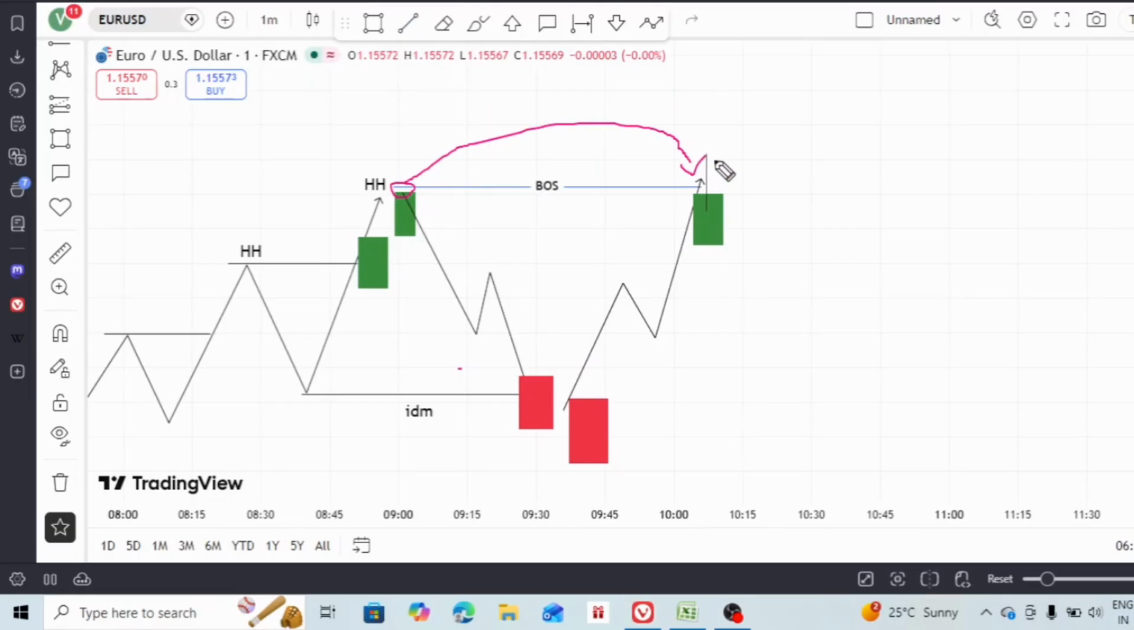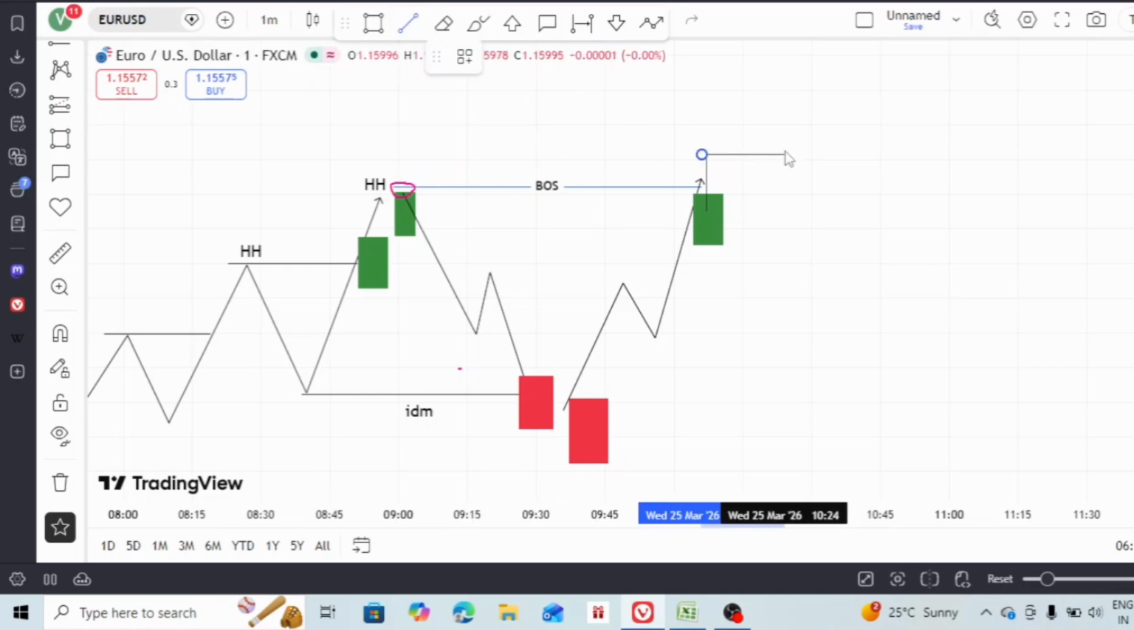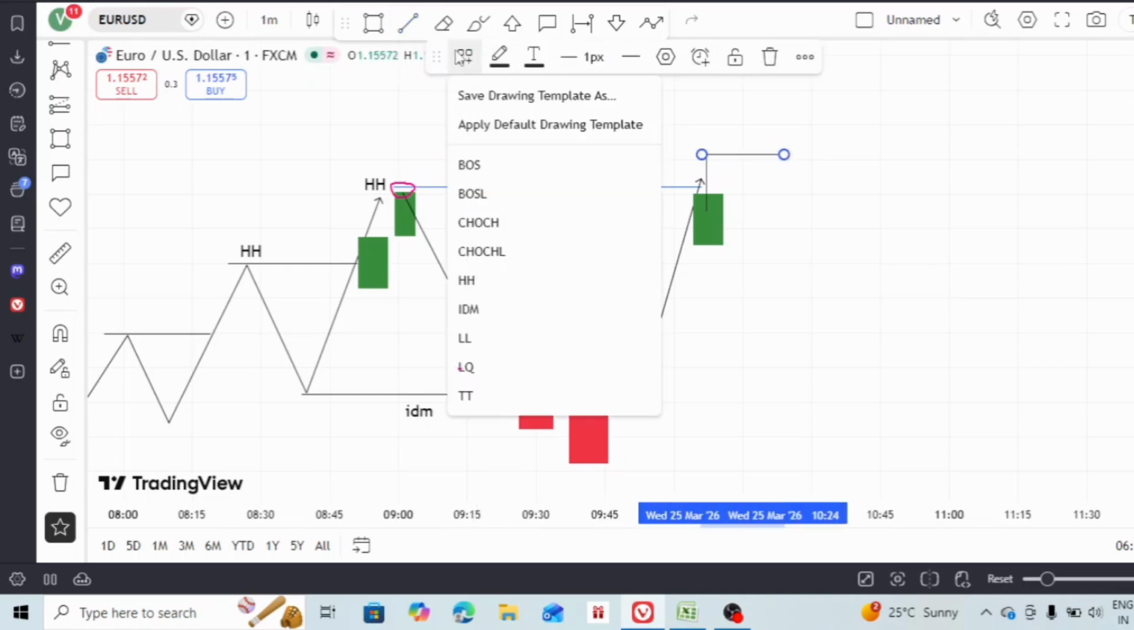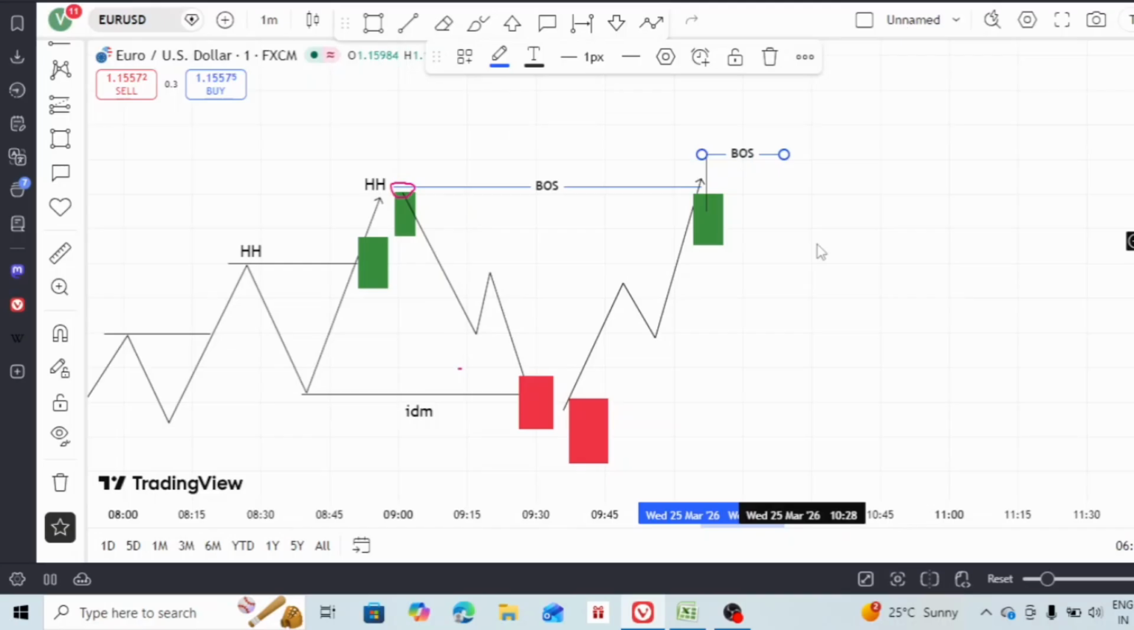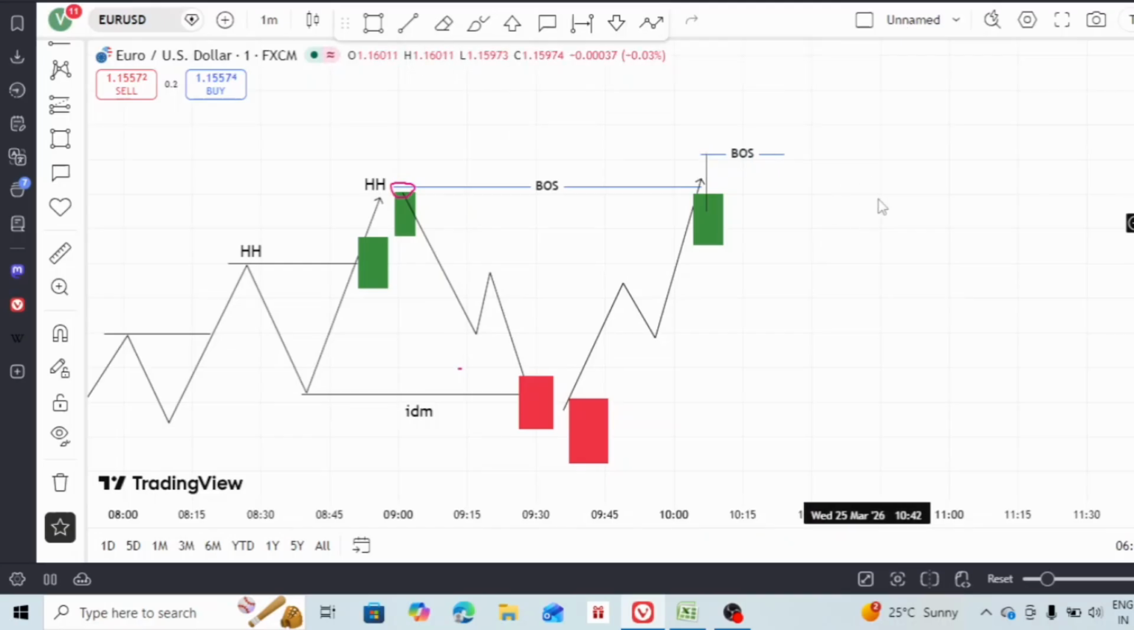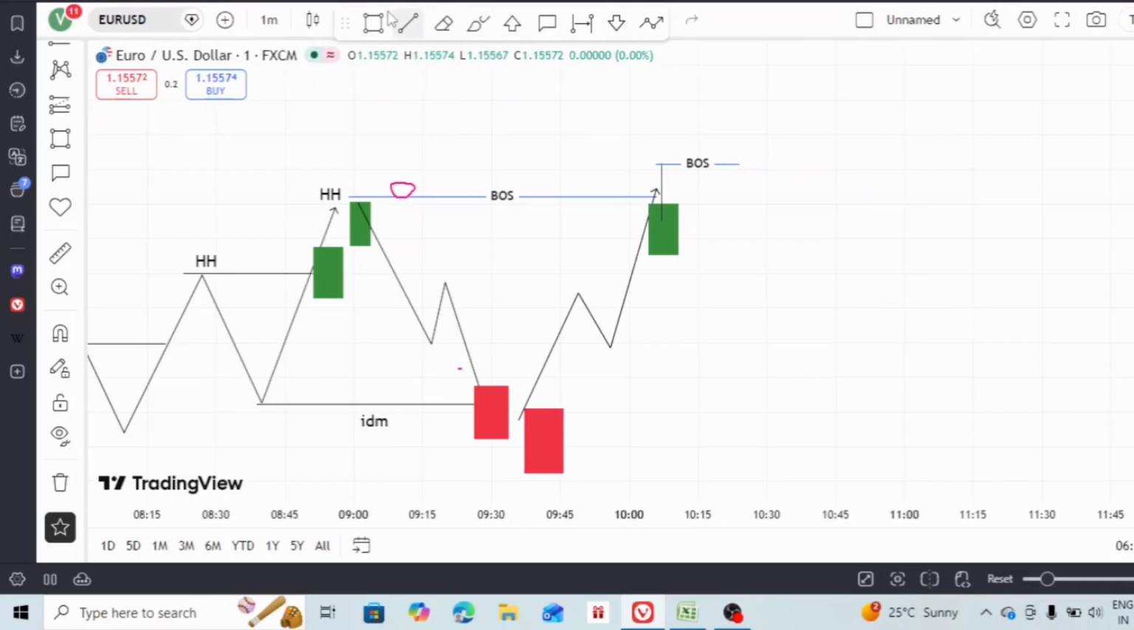This is not the confirmed break of structure, because it has only broken with the wick. So our break of structure level has been shifted to this level. This is the break of structure level and not the confirmed break of structure. In order to have a valid break of structure, it must break with the body of the candle.